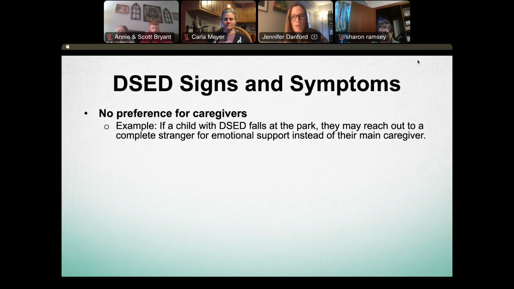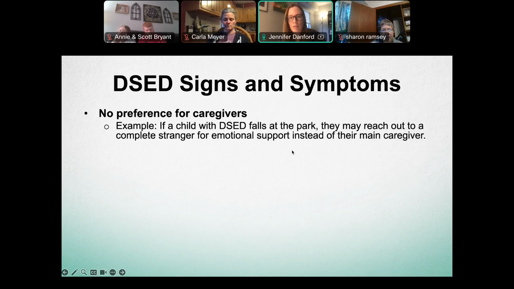There are also 3 other big signs. No preference for caregivers. So, you know, our kids who are securely attached, if one of them was to fall and hurt themselves, usually they'd run to the same parent. Like they're going to go to mom every time. But if a kid with this disorder falls, they might not run to their caregiver. They may run to someone else at the park and say, I've hurt my knee. So they don't have this allegiance or preference for caregivers.